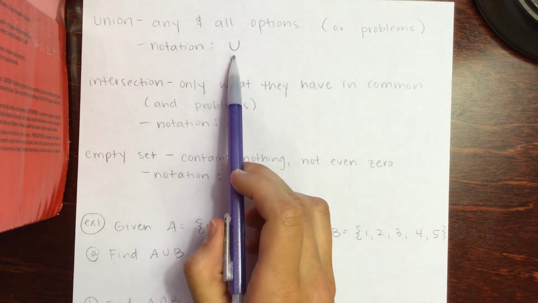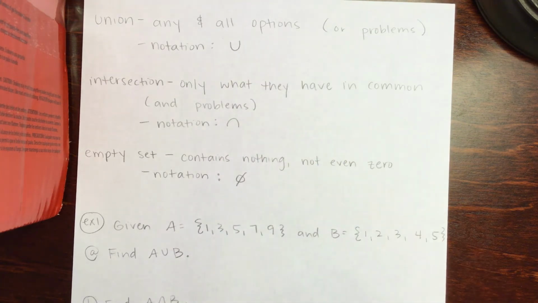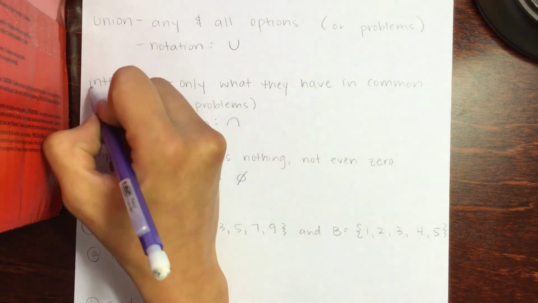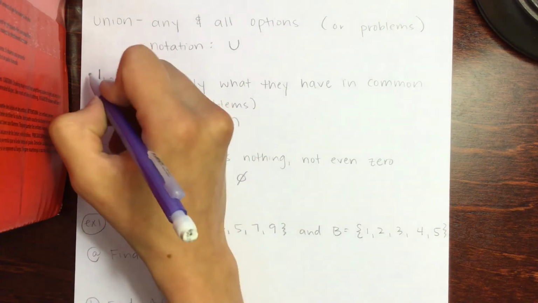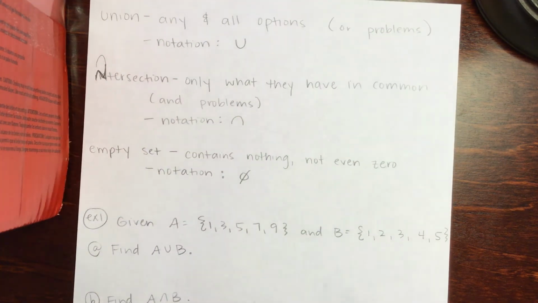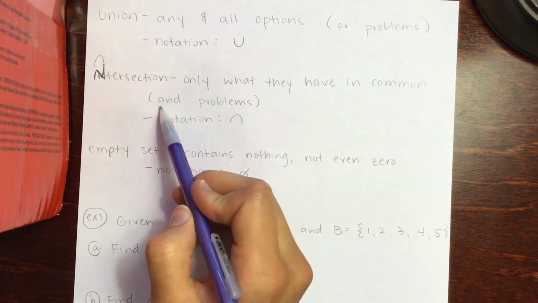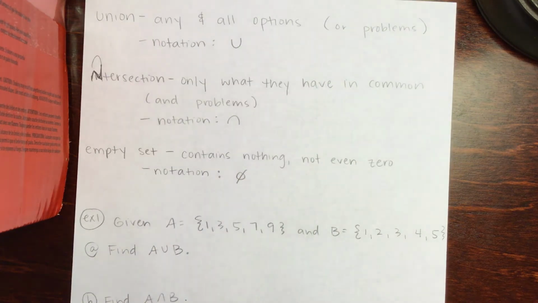If you see a U like this, that means we are looking for the union. So I want you to tell me every single number that is in either set. On the other hand, an intersection uses this notation. I think intersection, just pretend it's, I guess I should have written the capital N. Intersection, either way, it is only what they have in common. So these are the and type problems if you do compound inequalities. So for intersection problems, it's just what they have in common.